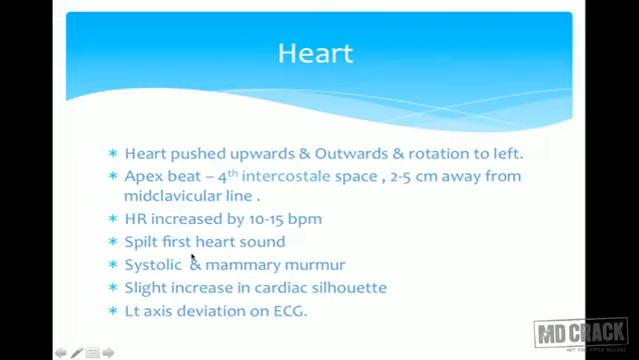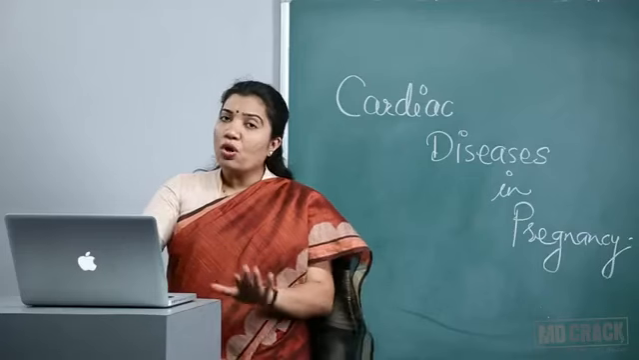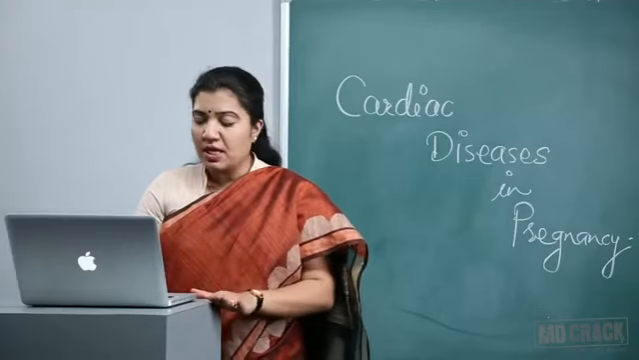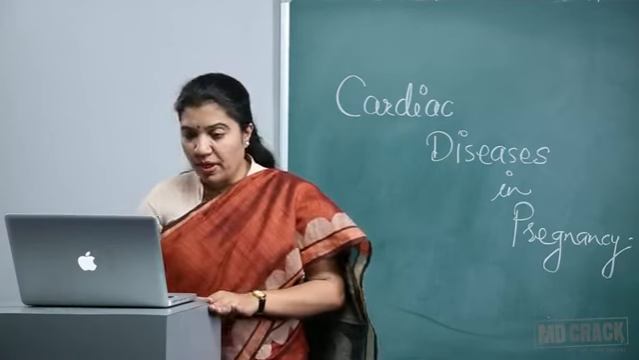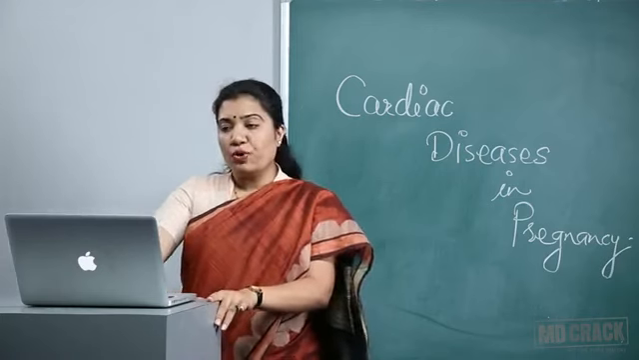There is a split first heart sound, a systolic or mammary murmur is present because of increased vascularity, a slight increase in cardiac silhouette is there, and on ECG you will find there is a left axis deviation. So all these are physiological changes, and these are the reasons why the heart is going to get overloaded.